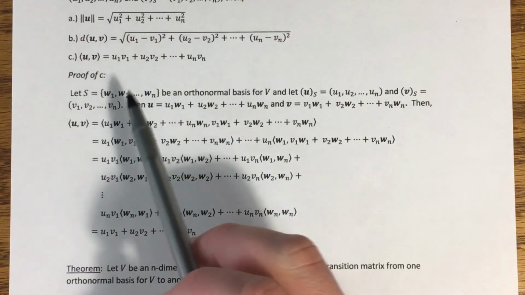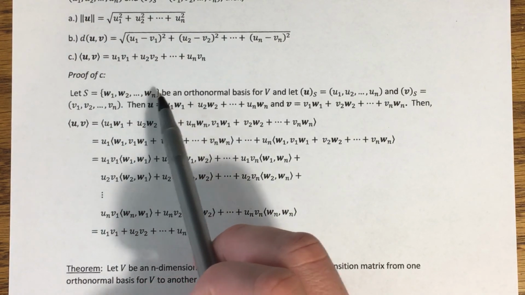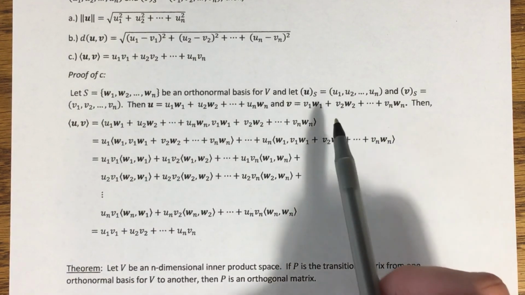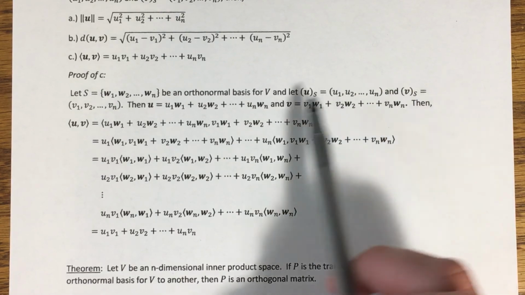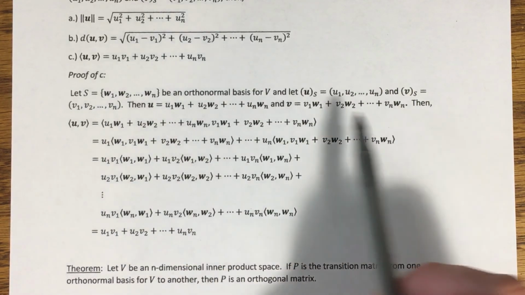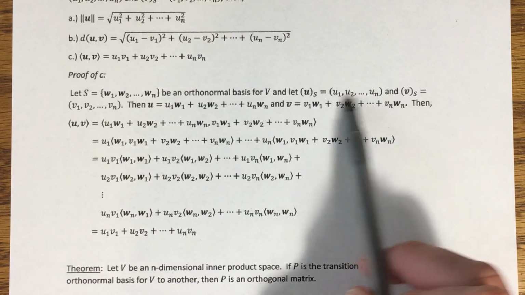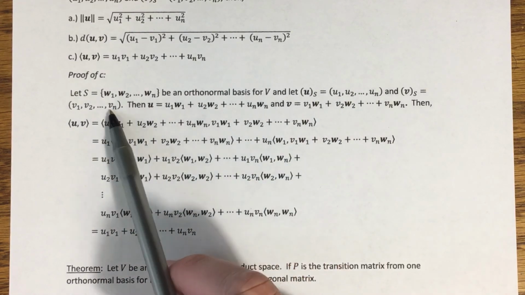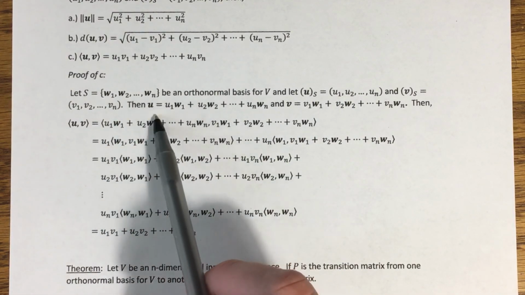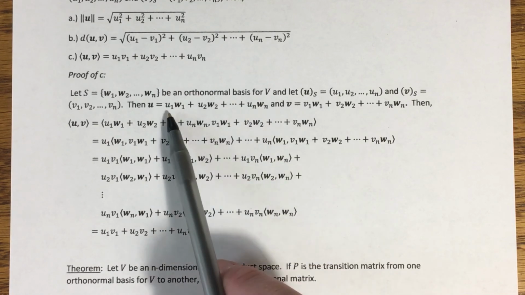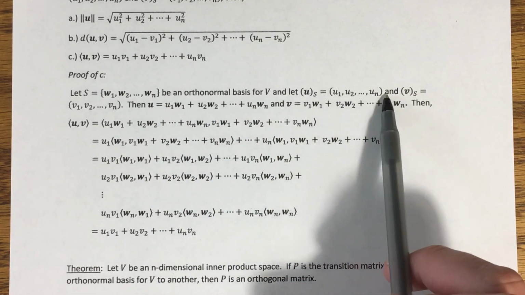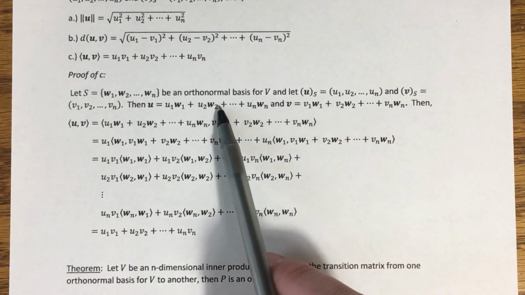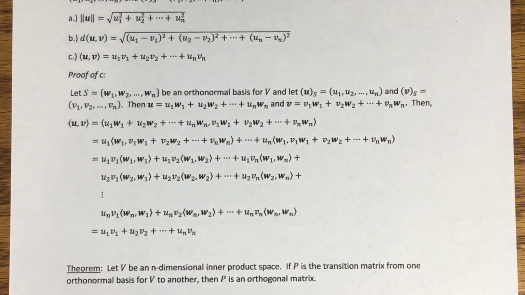Let's let our set S be an orthonormal basis for V, and these are the vectors in S, W1 through Wn. Okay, now what I want to do is think of the coordinate vectors for U and V relative to this basis. So U1 through Un, that's the coordinate vector for U, V1 through Vn, coordinate vector for V. Remember, by definition, what it means to have these as coordinate vectors is that the vector U is equal to this linear combination. The scalars are the coordinates of U relative to S, and similar with V. Okay, so we can represent U and V as linear combinations of those basis vectors.